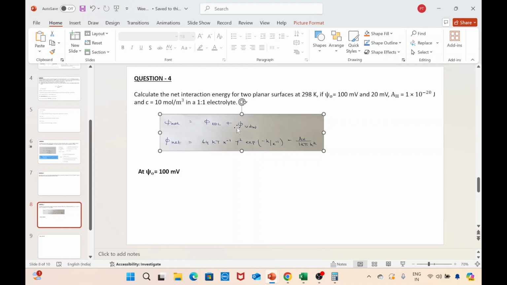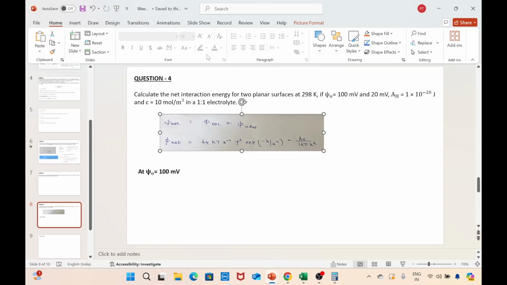And the van der Waals, if you remember from the week 5, week 6 live interaction session as well as the lectures, that expression for a flat surface is minus A_H by 12 pi h square, where A_H is your Hamaker's constant and h is the separation distance.